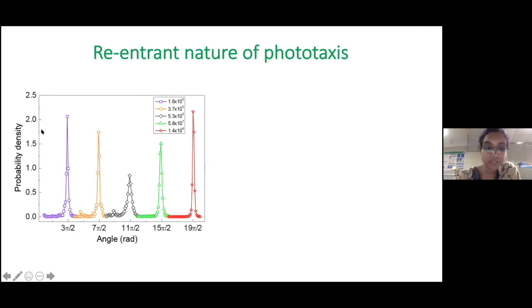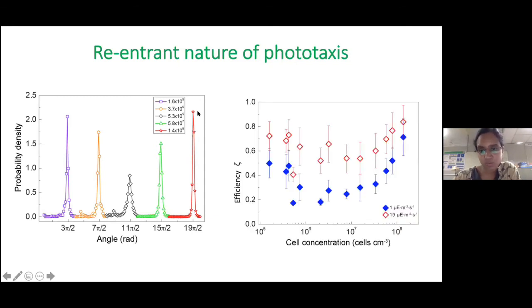So if you plot the probability density offset for the direction of the light source, you find that the peak height goes down as you increase the concentration and then goes back up again. You can also measure what is called the phototaxis efficiency, which is the fraction of cells that are running in the direction of the light source plus minus 10 degrees, as a function of cell concentration for two different light intensities.